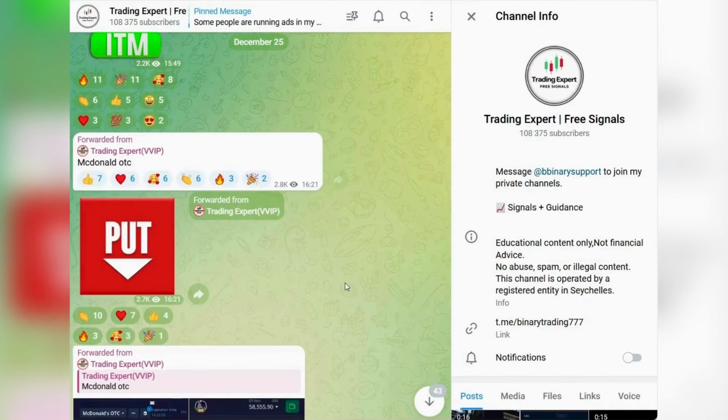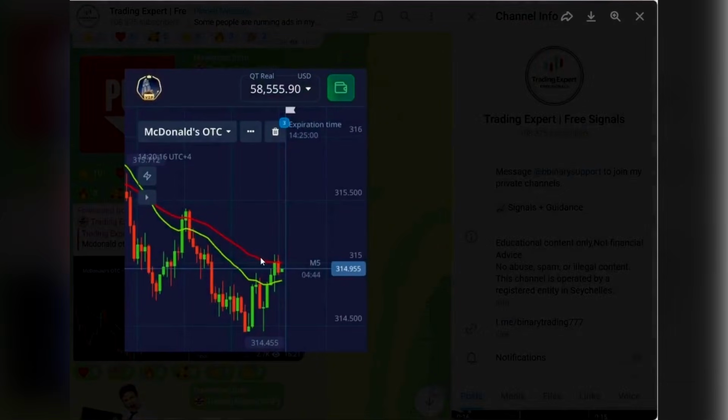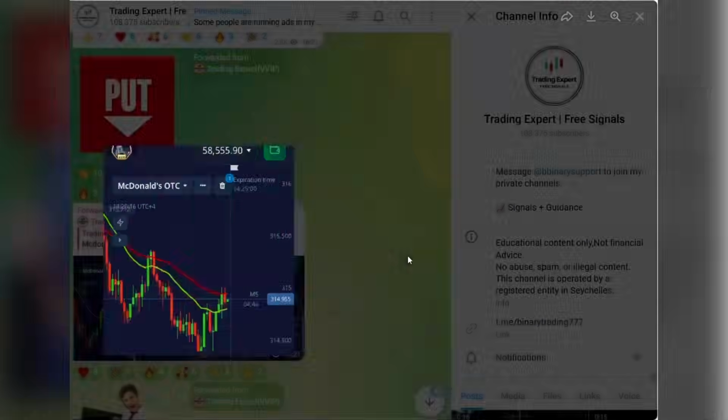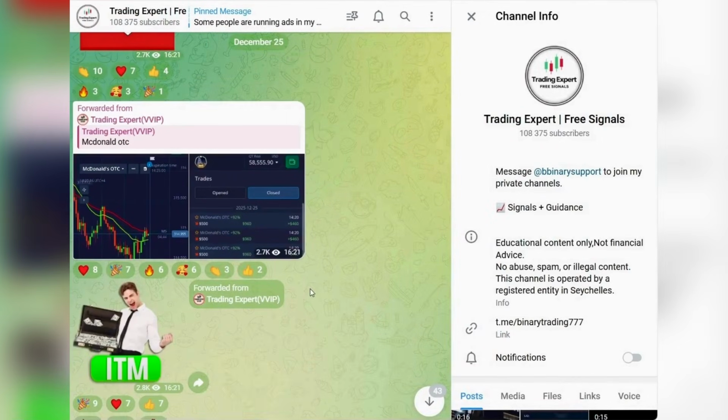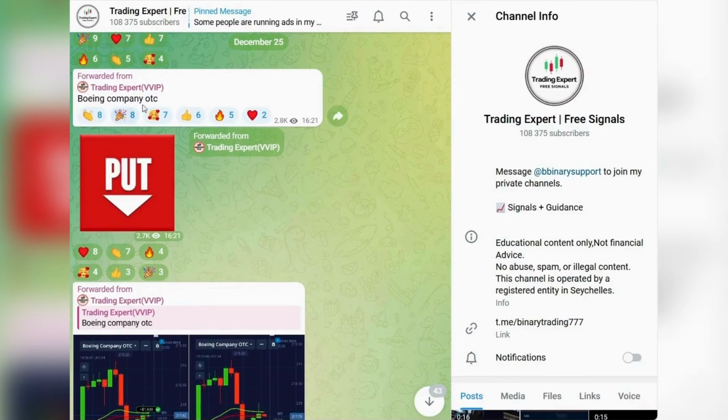Next, let's move on to the second trade, which was on McDonald OTC for the downside move. The logic behind this trade was that there was a clear downtrend, and the moving average was also acting as resistance. That's why we provided a sell signal from the moving average. As you can see, the candle took rejection from the moving average and moved in our favor, and we won our second trade. Now, let's move on to another trade that we provided on Boeing OTC for the downside move.